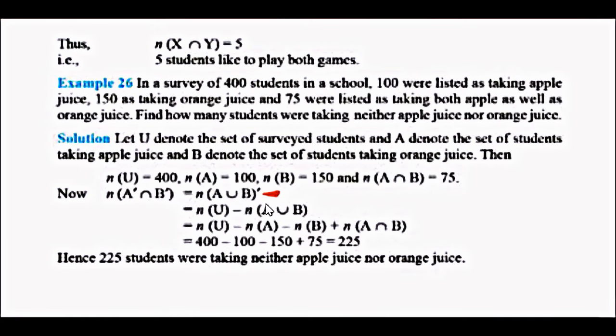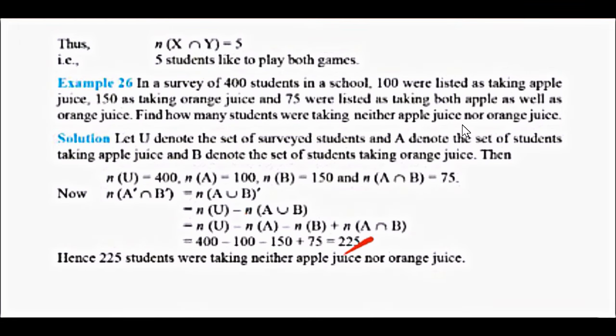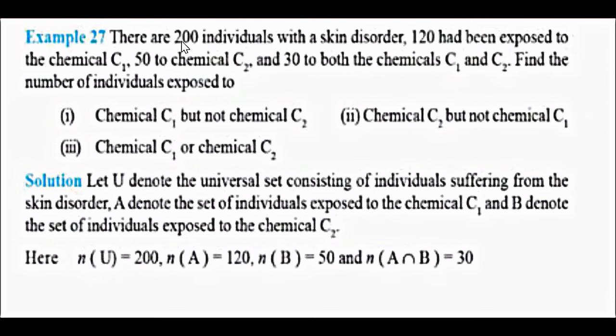This is by De Morgan's law, and we know very well that if you subtract n(A union B) from the universal set, you will get the complement of A union B. But we know that n(A union B) is nothing but n(A) plus n(B) minus n(A intersection B). And we'll just revert the sign because the sign is minus. So we'll place the value 400 minus 100 minus 150 plus 75, and that will be 225 students.